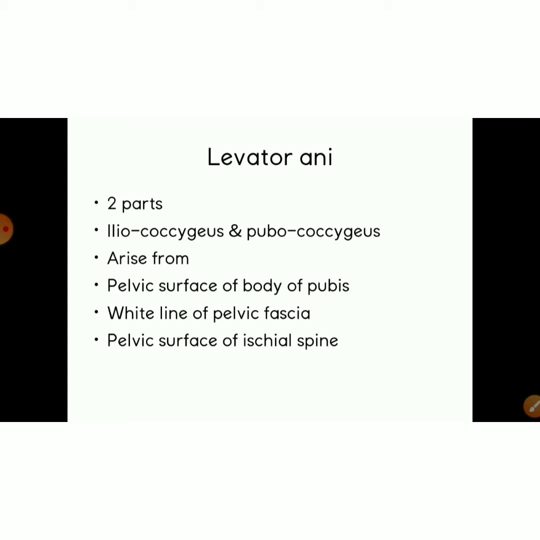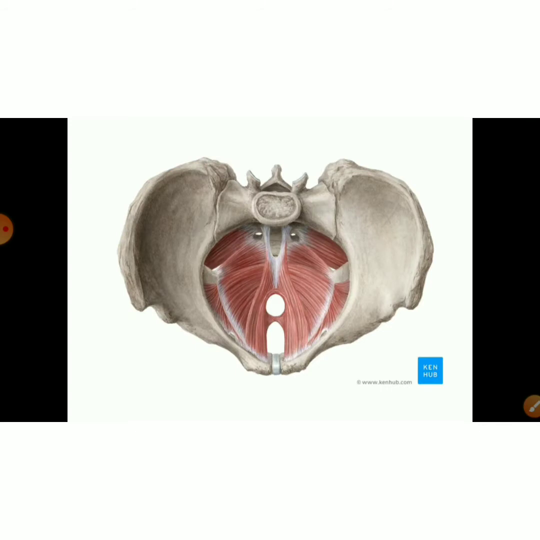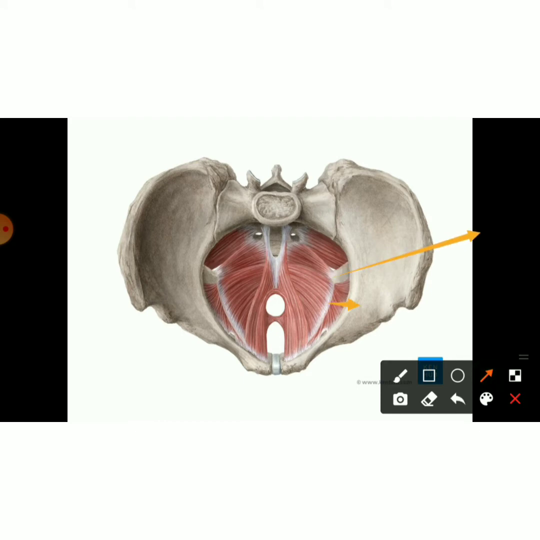So both parts arise in continuity from the pelvic surface of the body of pubis, tendinous arch or the white line of the pelvic fascia and pelvic surface of the ischial spine. So here you can see this is the ischial spine, this is the white line of the pelvic fascia and from the pelvic surface of the body of the pubis.